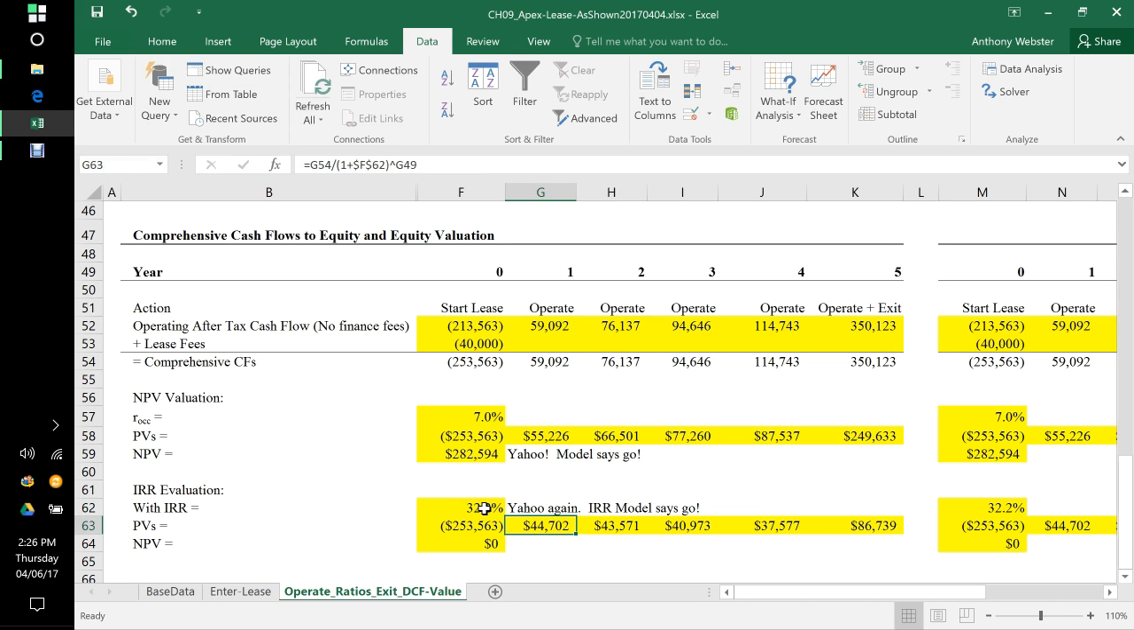Okay. And again, as we've stressed throughout this course, when you can do an IRR, if your NPV is greater than zero, your IRR should be higher than your cost of capital, and it is here. So that's looking good. Okay. And so that's how we compute everything for a lease, and you'll be able to try it yourself with an assignment shortly.